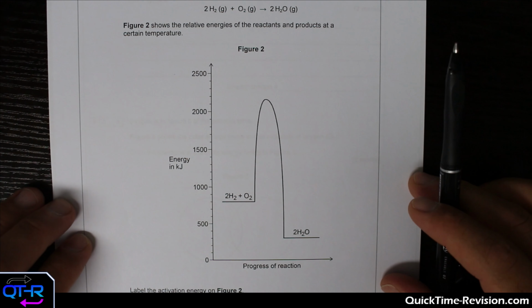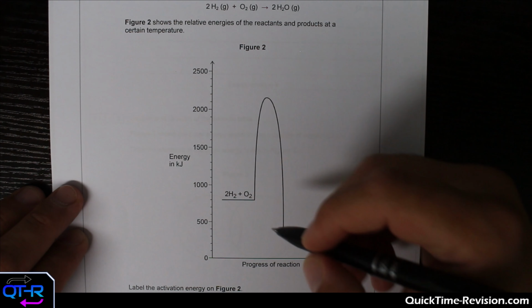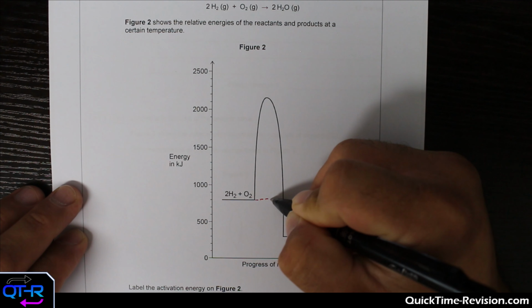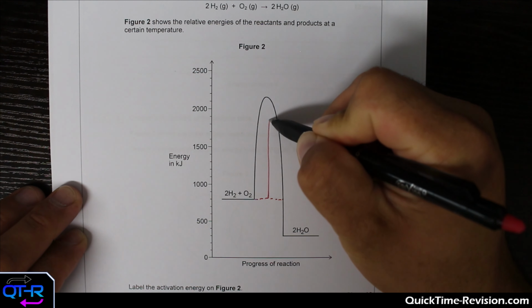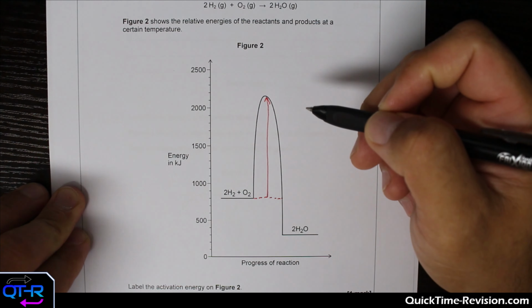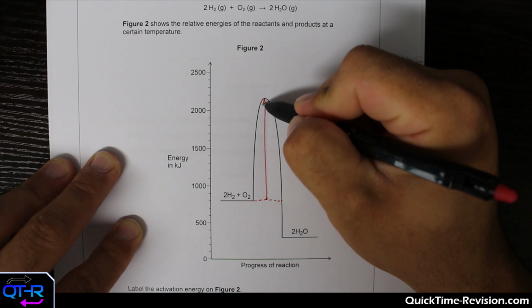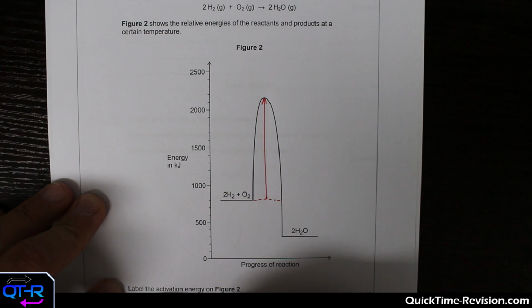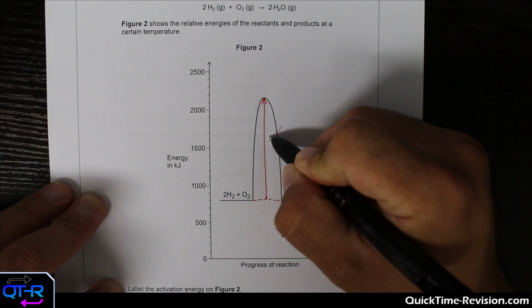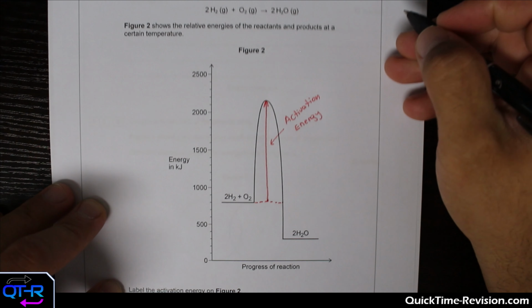Now the question is, label the activation energy on Figure 2. This is only 1 mark. Now this is very important. You need to make sure that this is a dotted line, and the activation energy will go all the way to the tip. That's a bit wonky, isn't it? There we go. So that is what you need, and that's going to be your activation energy. But remember, you need to label it. So we're going to write there, activation energy. And that is your very first mark on question number 3.